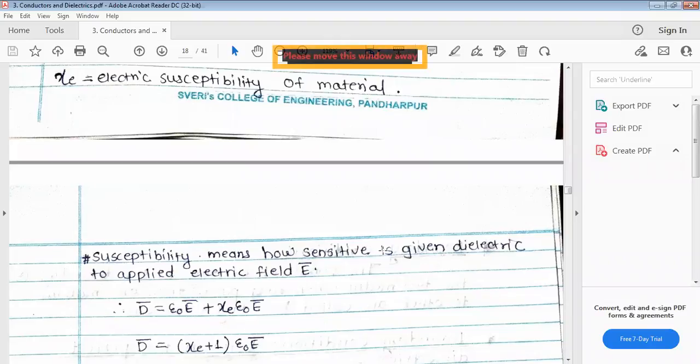So when we are applying an electric field, how sensitively your electrons start moving, that is nothing but the susceptibility. In simple language, I can say it is the acceptance of that field.